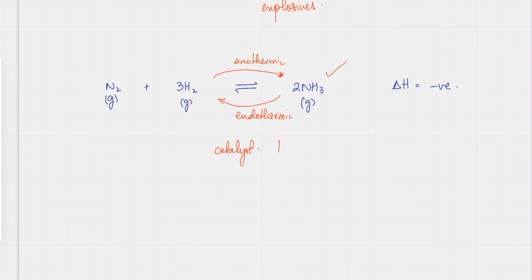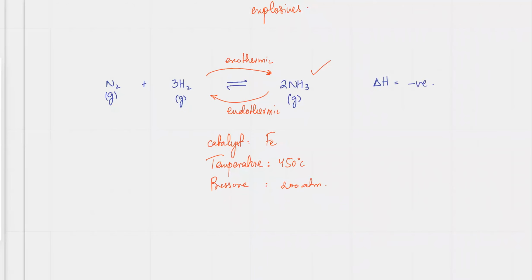So remember the conditions. The temperature that's used for this reaction is 450. And there's one other thing, and that's pressure. The pressure that's used for this reaction is 200 atmospheres. So just remember these conditions.